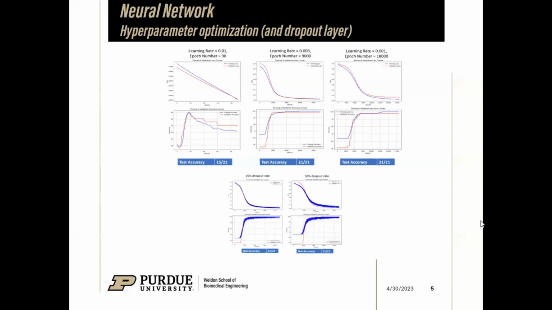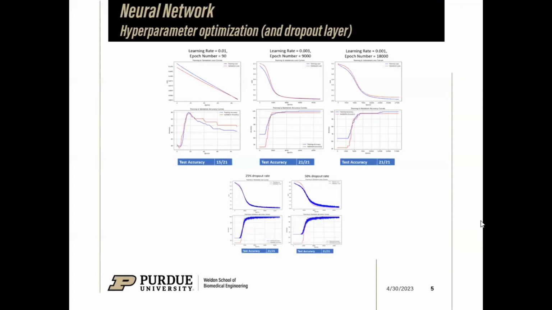Finally, to result in a more robust model where the validation loss curve sits strictly above the training loss curve and doesn't intersect with the training loss curve, the hyperparameters were optimized. These results can be seen at the top of the slide. With a smaller learning rate of 0.001 and a considerably larger epoch number of 18,000, the validation loss sits strictly above the training loss curve and doesn't interact with the training loss curve at any point. This can be seen at the top figure on the right.